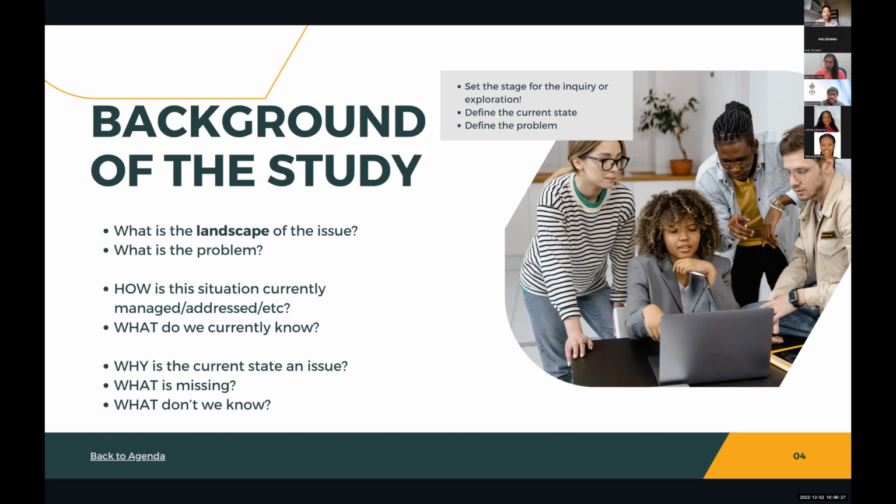And then in defining the problem, why is the current state an issue? Why do we even need to research this in the first place? What is missing? What don't we know? So all those things go into the background of how you even present the issue or the problem or the exploration of your study.